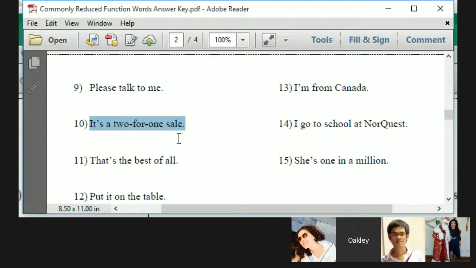Number 10 is a 2-for-1 sale. Okay. 2-for-1 sale. It's interesting. I live in the Philippines. They have twofers. They're just called twofers. Reduced to, the reduction is so common. Twofers. That means you get 2 for 1. 2 for the price of 1.